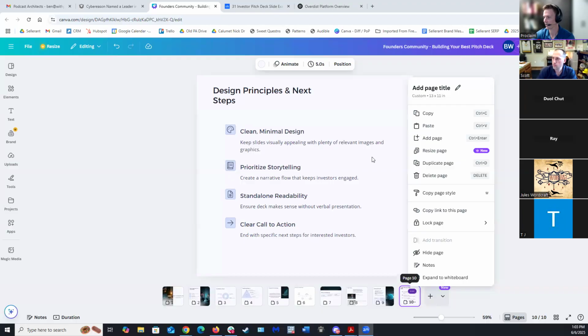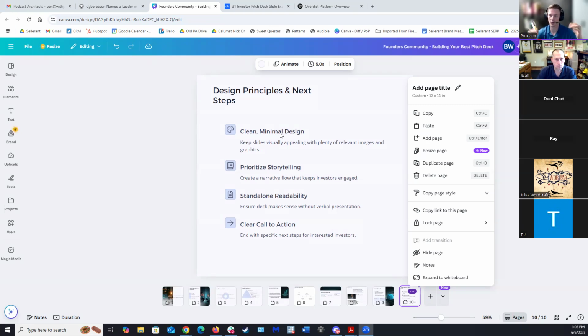So today we are here to talk about deck building, and basically, your deck is the front porch of the pitch process. It's the front porch of your business for the investor. You're trying to share something with a clean, minimal visual design.